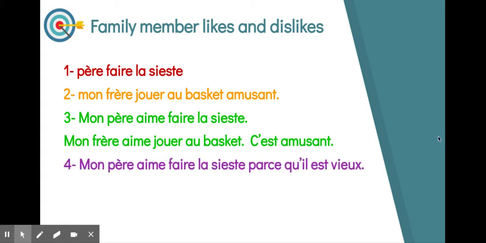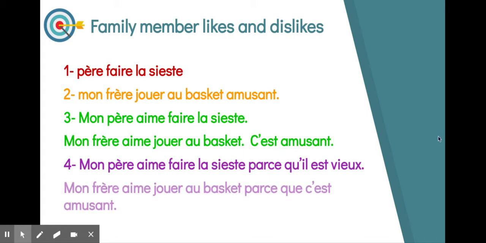To get a four, we need to have multiple details. Mon père aime faire la sieste parce qu'il est vieux. Mon frère aime jouer au basket parce que c'est amusant. We can also add our when words, our with whom words, our why words. Any extra details you can include is going to help bump you up to a four.